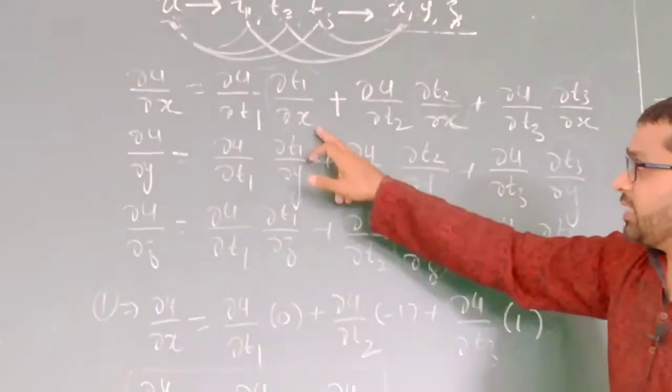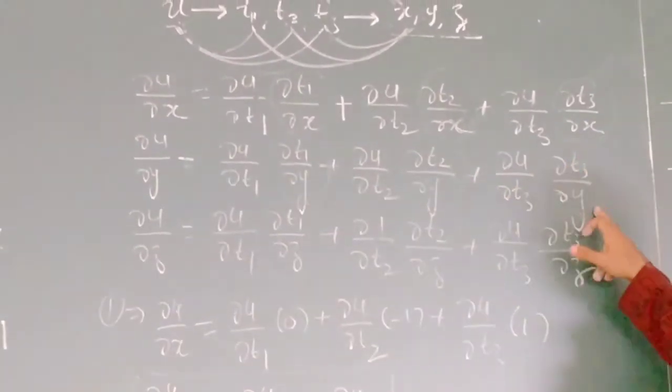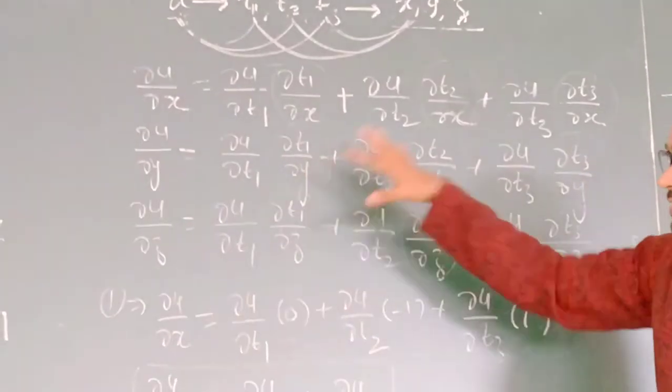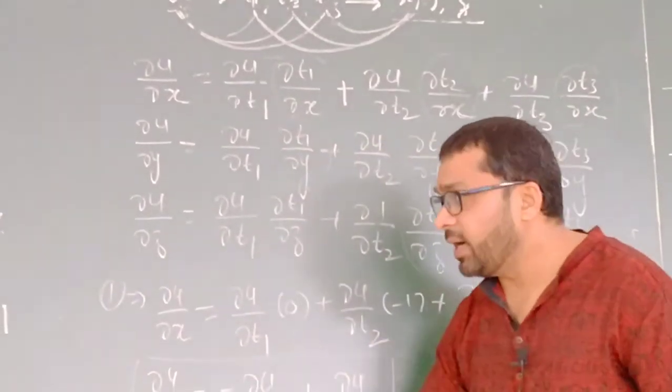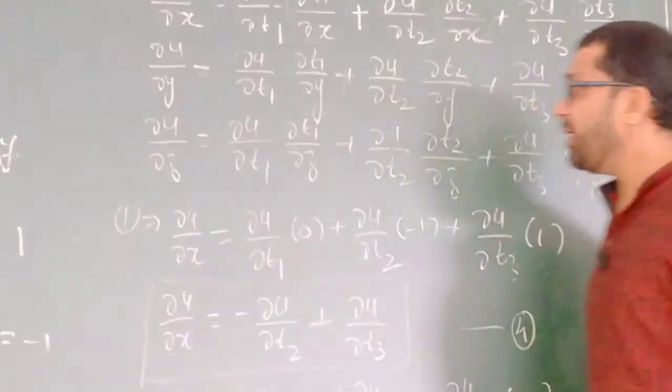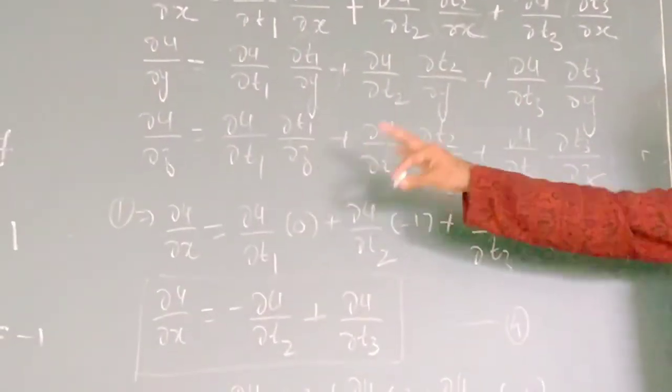Same, हम del t1 by del y, del t2 by del y, del t3 by del y, this we substitute here in the second equation to get what? Del u by del y. Already निकाला हुआ है, and then similarly del u by del z can be obtained.